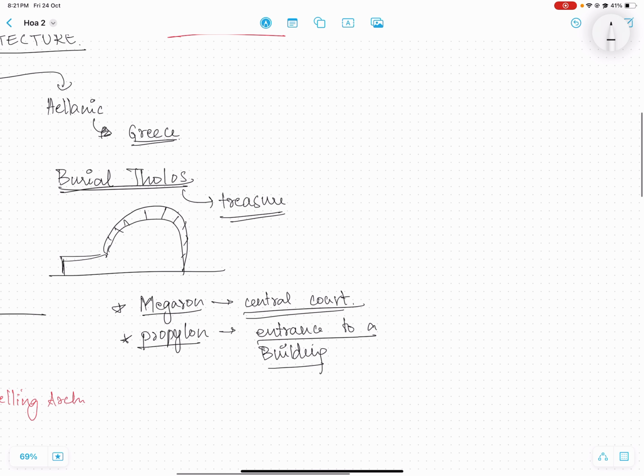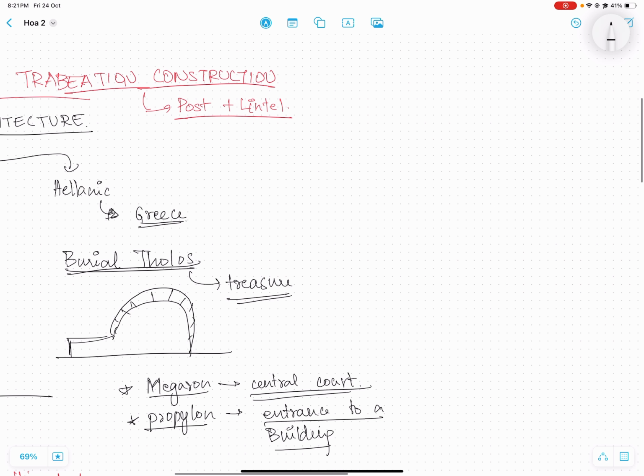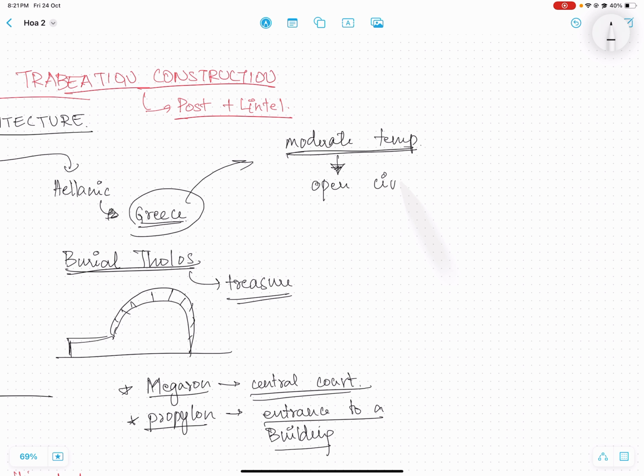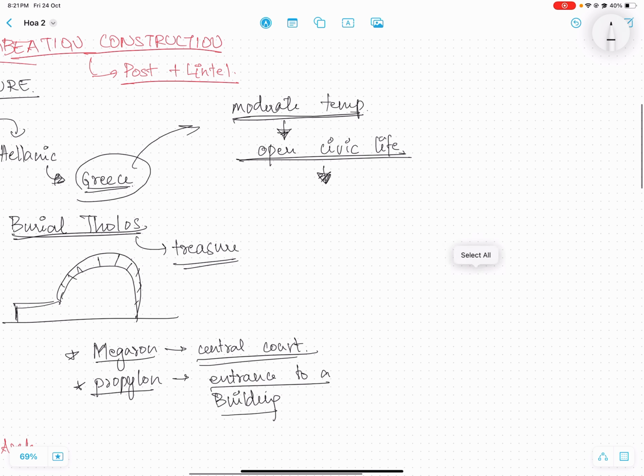Now coming to the Hellenic period, or how Greece evolved. So Greeks had a relatively moderate temperature, and that made them have a lot of open civic life, mostly open public life. They used a lot of open spaces for leisure and for having public gatherings and other sorts of things. And that was one of the important reasons for them to have agoras.